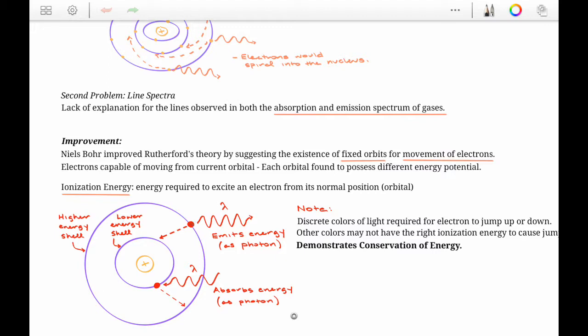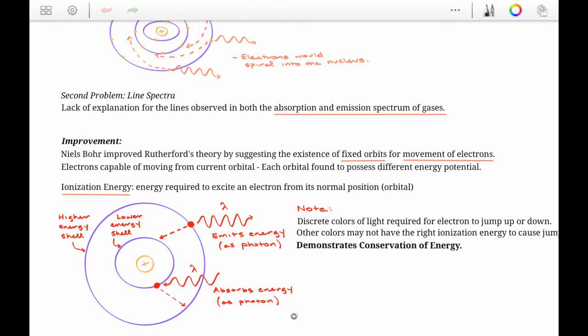by Coulomb's forces. And so basically what Niels Bohr determined was that electrons are capable of moving from their current orbit, but it requires the emission or the absorption of energy to do so. And so each orbital that we're talking about here, we have a higher energy orbital and a lower energy orbital. Each orbital possesses its own energy potential, and this energy potential for each orbit is unique to each atom, and that's very important to understand.